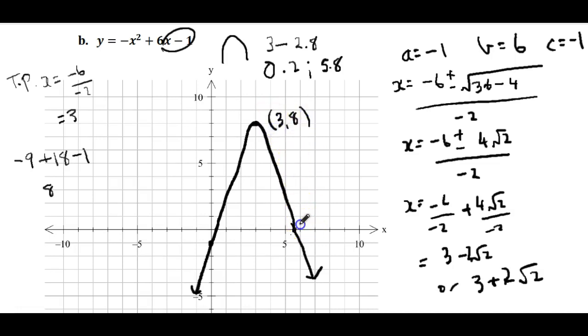All right, so 3, 8, this point here is 3 plus 2 root 2. And this one here is 3 minus 2 root 2. And that point there is -1. Tricky, huh? Please make sure you understand this, it's probably the hardest out of the 4 of them. But it's just a matter of taking your time.